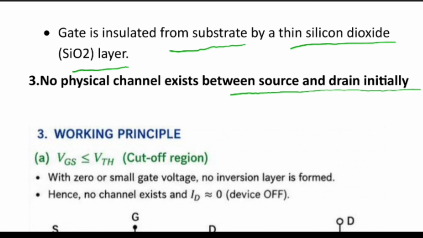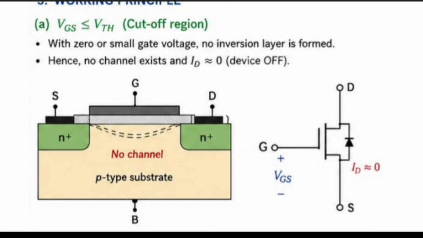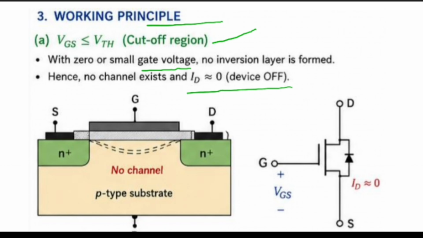How does it work? Coming to the working principle, this is the cutoff region condition. Cutoff region means ID becomes 0 and the device is off. When the gate voltage is 0, no inversion layer is formed and no conduction takes place. The diagram looks like this, and the symbol also looks like this.